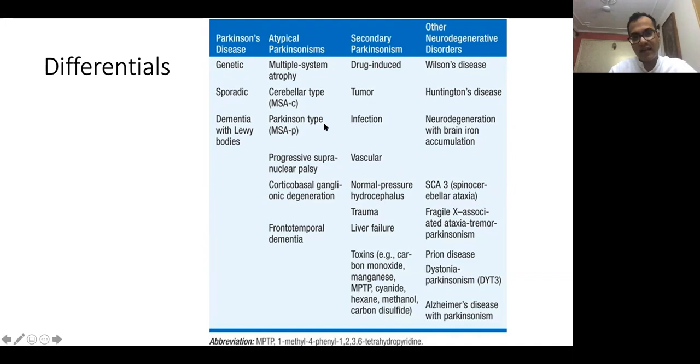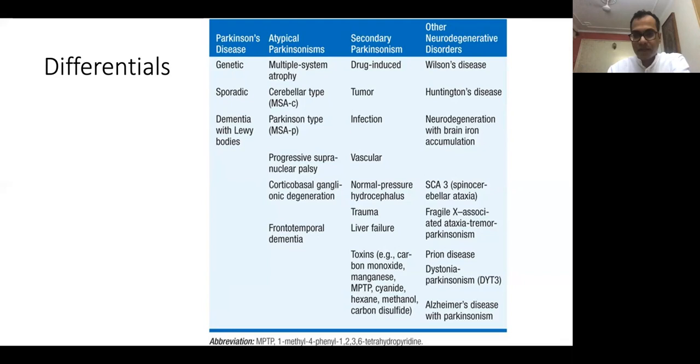Secondary: as internal medicine graduates, you should be able to pick up most of the secondary Parkinsonism. The commonest ones we see are drug-induced and vascular. This is a slide from Harrison's, so you should know this. Lower body predominant Parkinsonism, normal pressure hydrocephalus, and vascular Parkinsonism. We often see carbon monoxide related Parkinson's. A patient will have slept in a room in the cold with a fire burning, and they would have lost consciousness, and a few months later they start having stiffness. So that's carbon monoxide related PD.